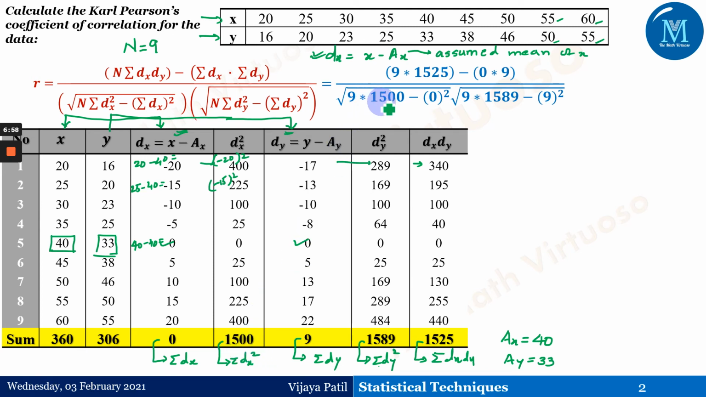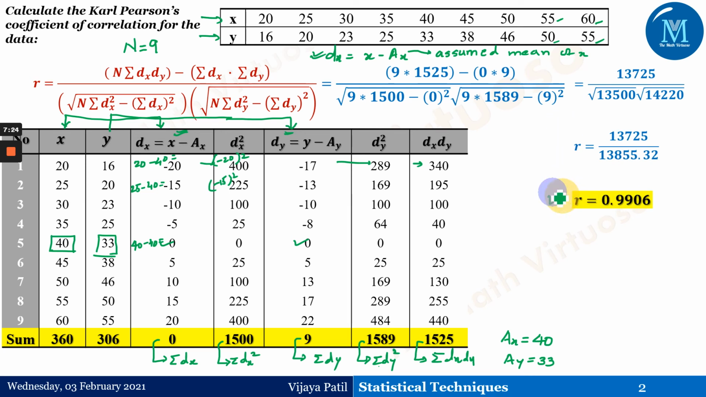So square root of 9 into 1500 minus summation of dx, which has come as 0, so 0 square, into the next square root sign, 9 into summation of dy square. Summation of dy square, we have got as 1589, minus summation of dy the whole square, which will be 9 square. And hence after the calculations by the calculator we'll be getting something like this over here, which is the same as this, and we'll be getting the value here.